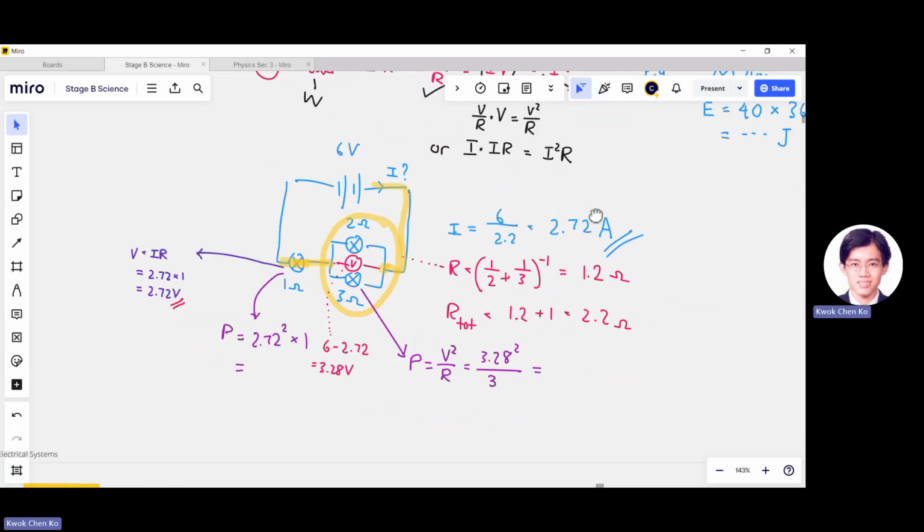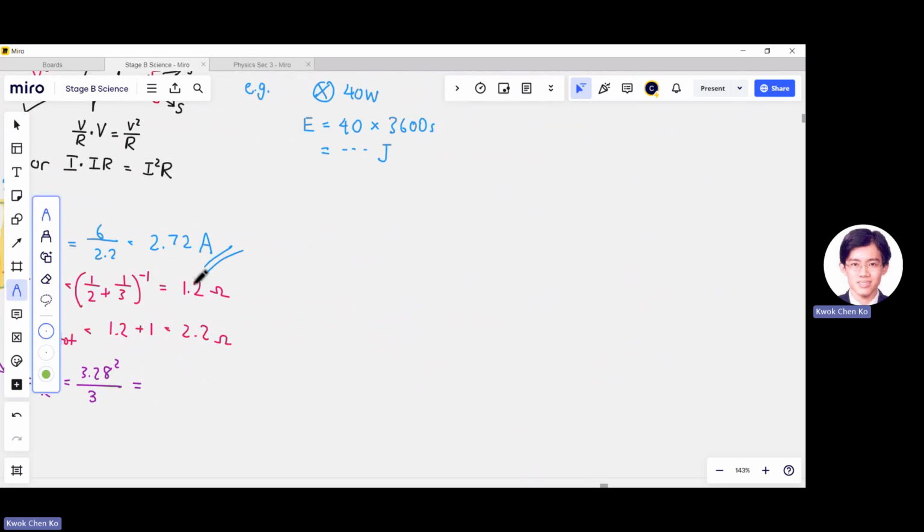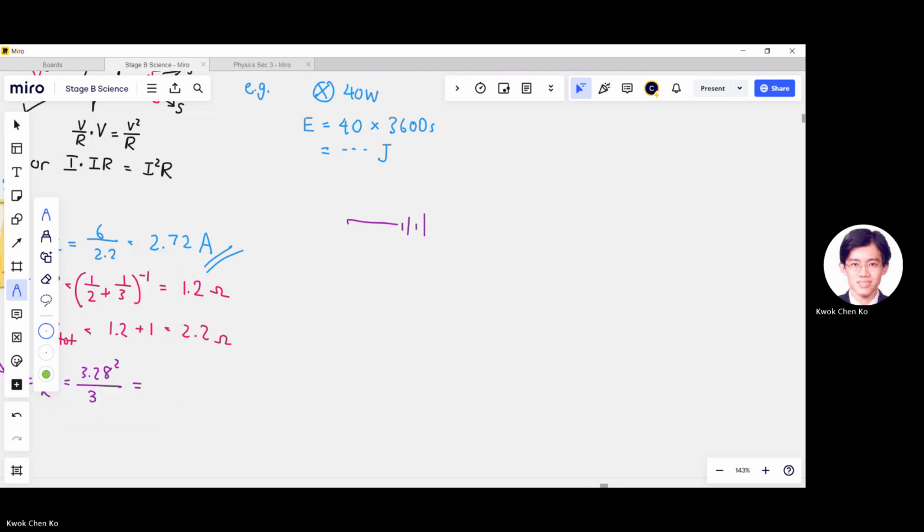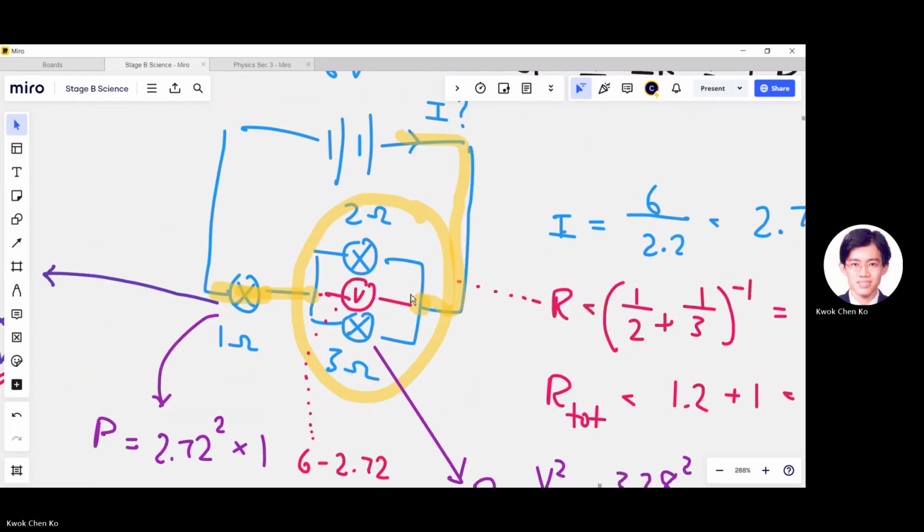Now look at it this way. If I redraw the circuit for you, this guy provides all the voltage through the circuit, 6 volts. This lamp took up 2.72 volts. So I have one big chunk of unknown stuff here, a black box. Where does the rest of the 6 volts go to? This chunk will be 6 minus 2.72, which gives me 3.28. And this chunk is this chunk here.